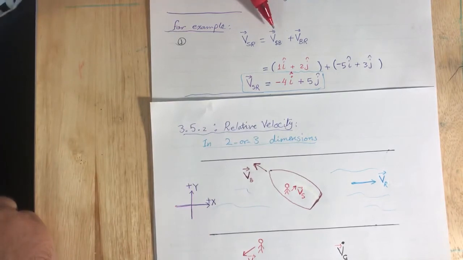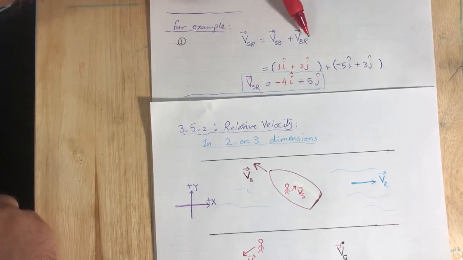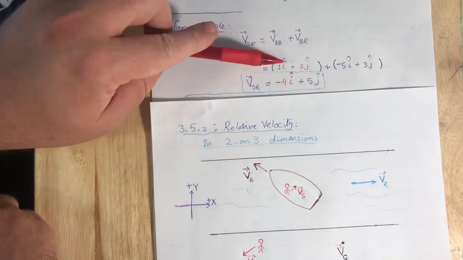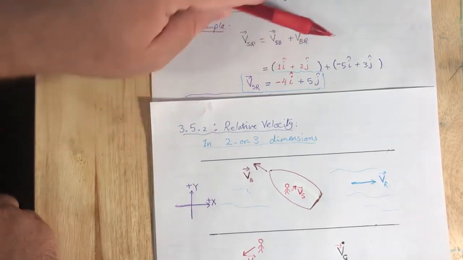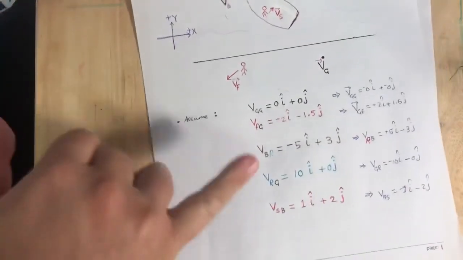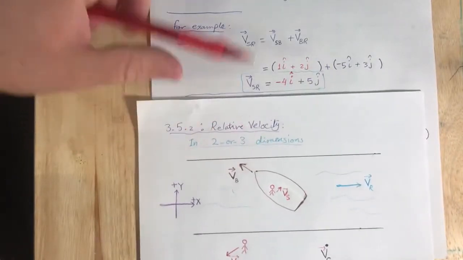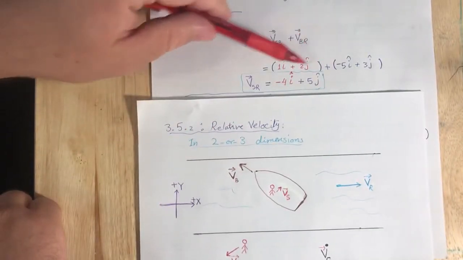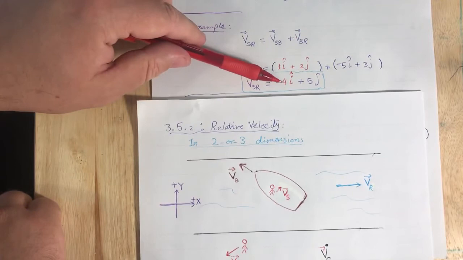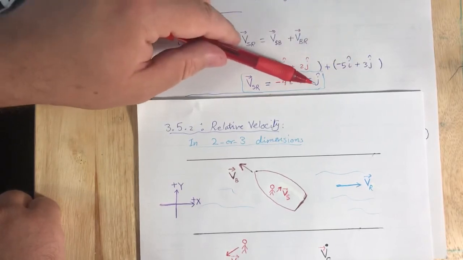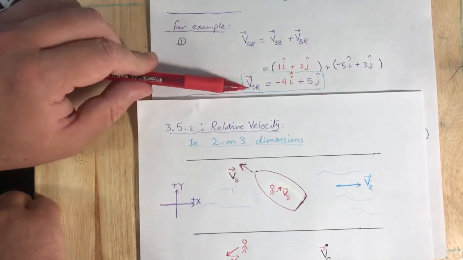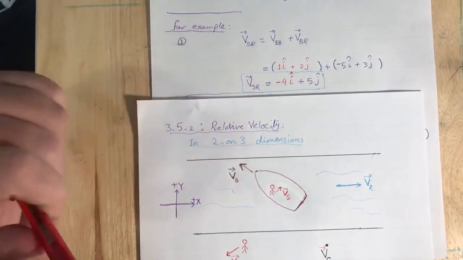V of the sailorman with respect to the boat, which is known, plus V of the boat with respect to the river, which is known. We need just to put the given velocities as vectors. We know them. Then add the x components together. It will be -4 in i hat and 5 in j hat. This is the velocity of the sailorman with respect to the river.